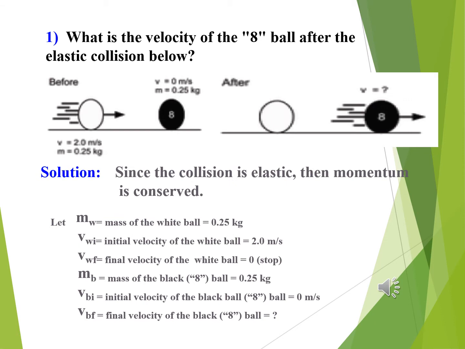Number 1, what is the velocity of the eighth ball after the elastic collision below? In the figure, before the collision, the velocity of the white ball is 2 meters per second. Its mass is 0.25 kilogram. The velocity of the eighth ball or the black ball is 0. Its mass is 0.25 kilogram. After the collision, the white ball stops and we are looking for the final velocity of the black ball or the eighth ball.